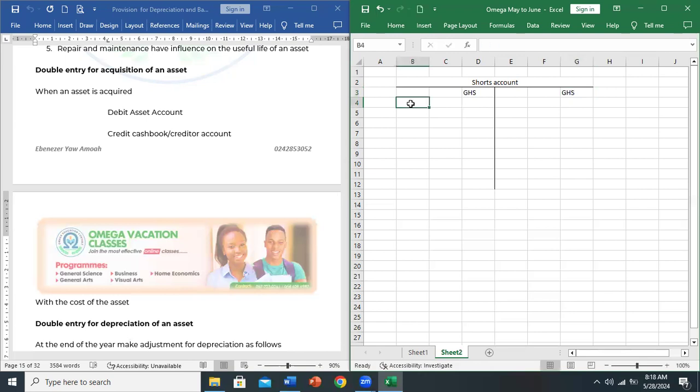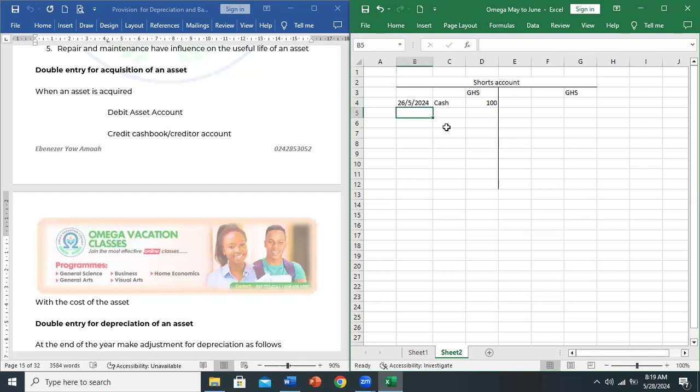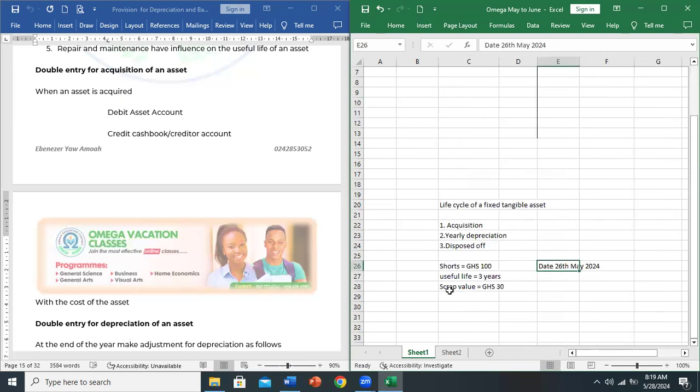Okay, so we have 26th May 2024. So I'm sure Mommy used cash. So let's use cash, 100 cedis. Okay, so we have recorded this in the year 2024 when we bought it. But remember that Mommy is saying this asset is going to be used for 3 years.